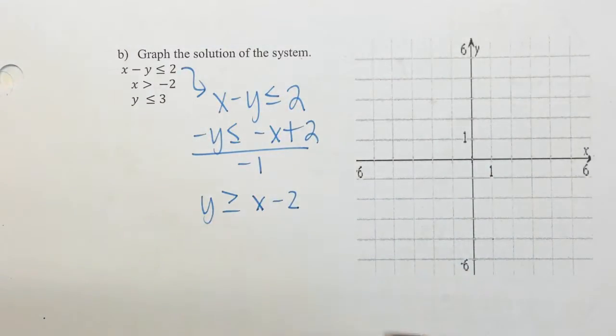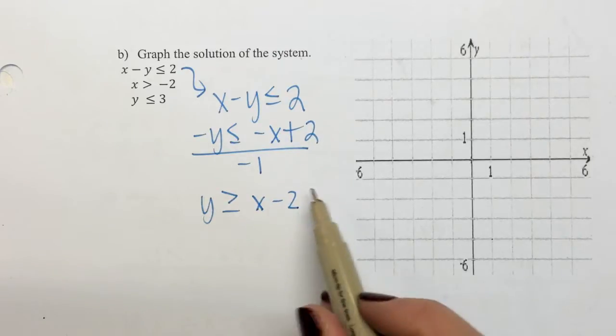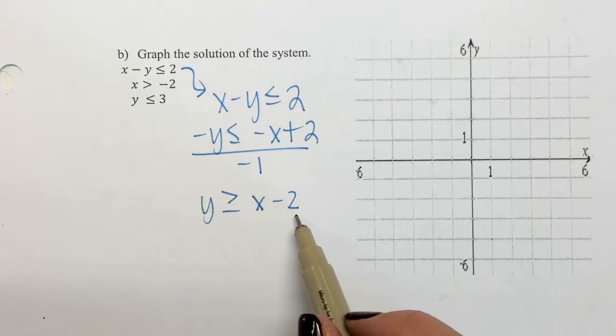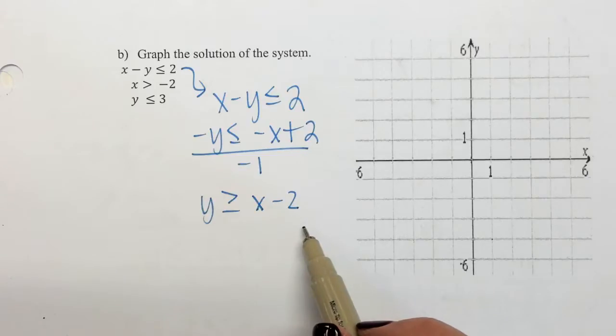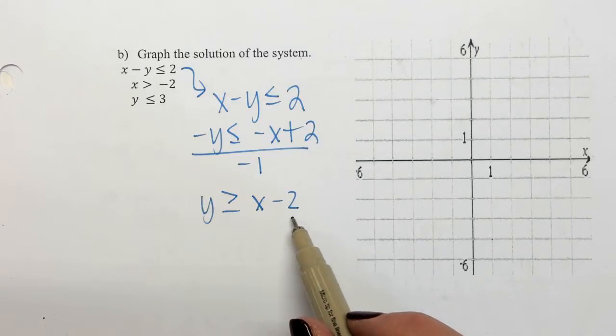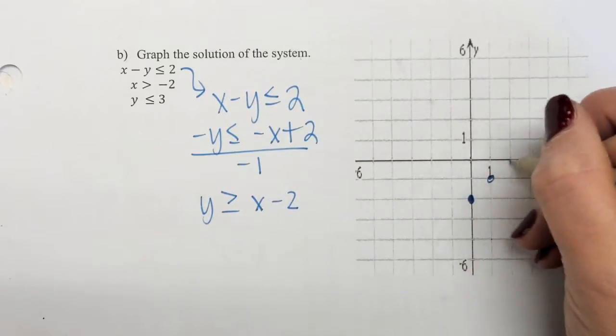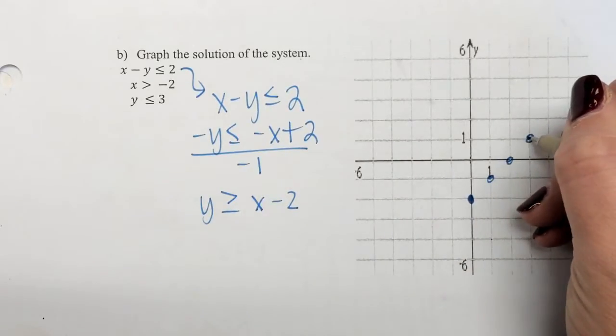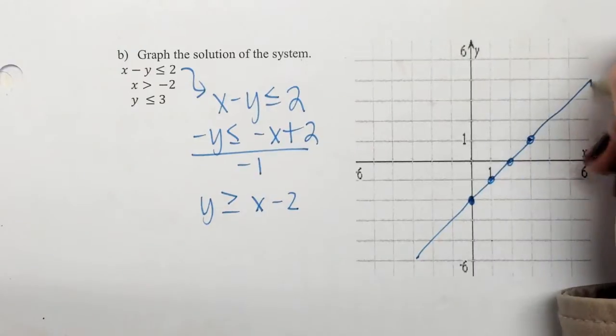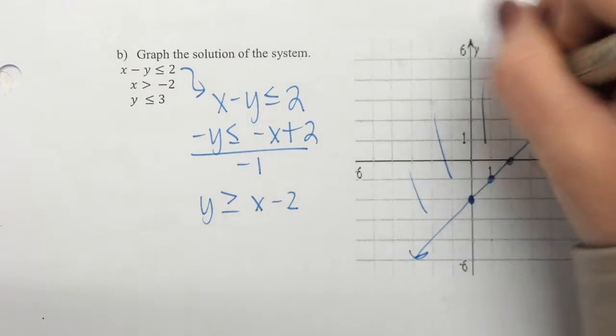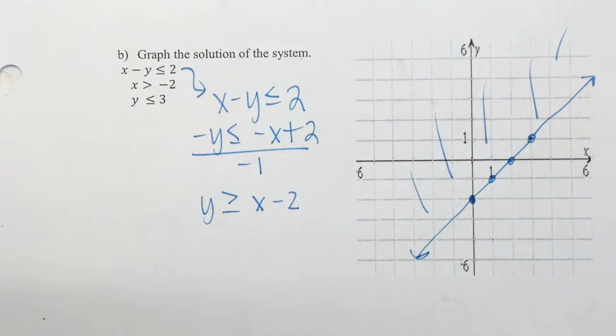One thing I want to mention, don't forget this negative 2 is our what here? Y-intercept. So it's going to cross the what axis? Y-axis. So it should be here, going up one, solid or dashed, and shaded above or below? Above, good. The other two we didn't have to change.